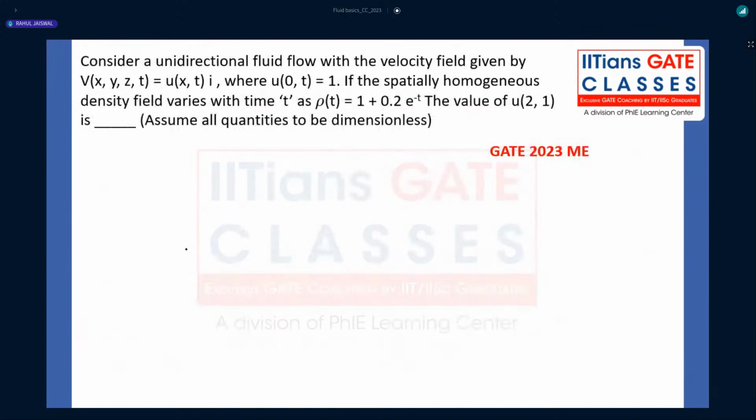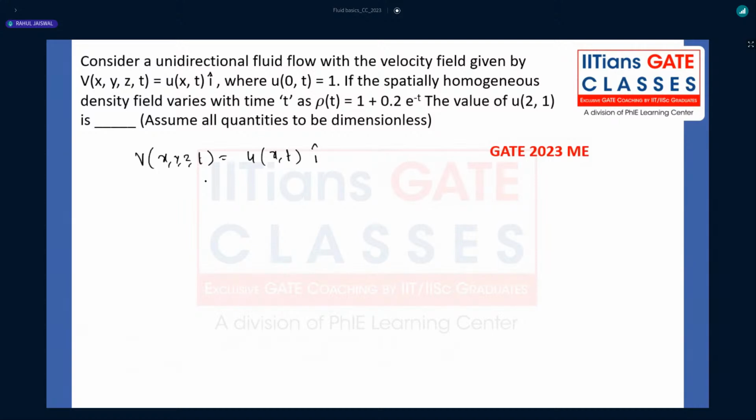Now, on the basis of equation number 1, we had one question this year in GATE Mechanical. Just think of this equation. Consider a unidirectional flow field. The velocity is given as u of x and t times i cap. That means it is a one directional flow.